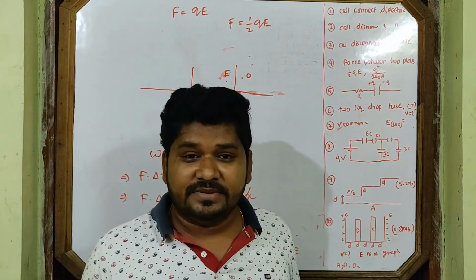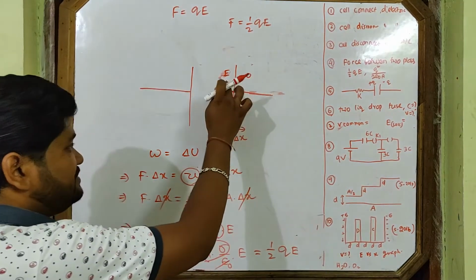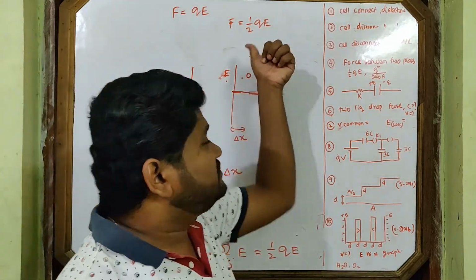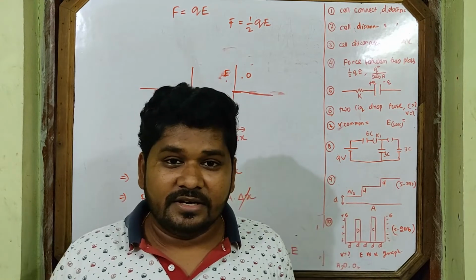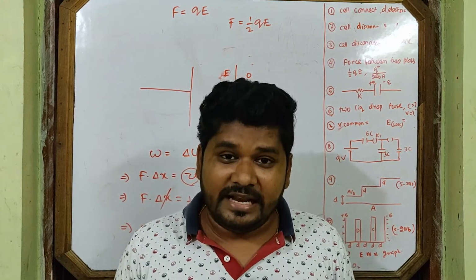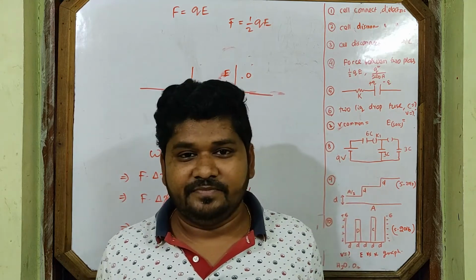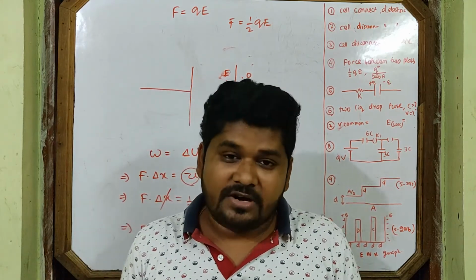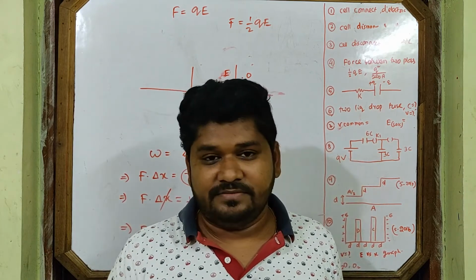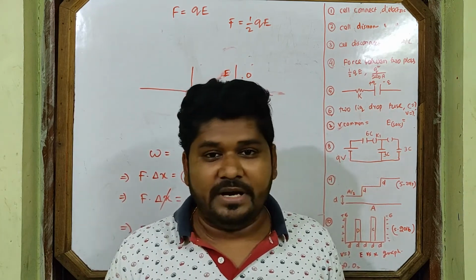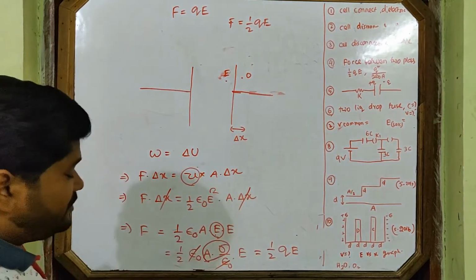Then what is the average electric field? 0 plus E by 2. So it becomes E by 2. We can write from where the factor half comes. It is the average of the electric field between the two plates and just outside the plate, or between the capacitor and outside the capacitor. It's just the average electric field. From there the half factor comes. So now this is the force between two plates.